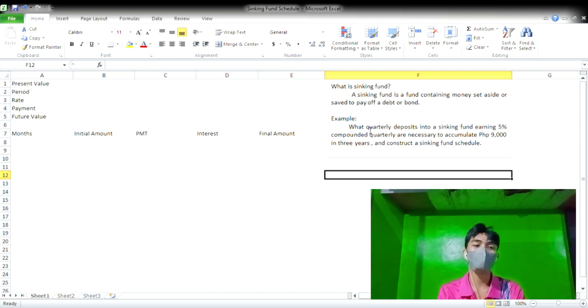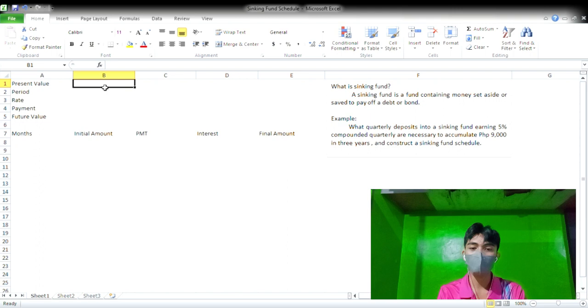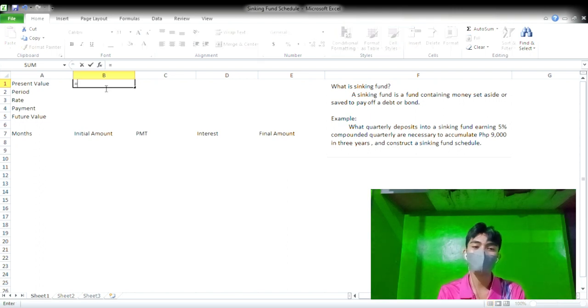Alright, so let us have an example here. What quarterly deposits into a sinking fund earning 5% compounded quarterly are necessary to accumulate 9,000 pesos in 3 years, and construct a sinking fund schedule. In this presentation, I already put the information needed here in a sinking fund schedule. Since this is a sinking fund, our present value is zero.